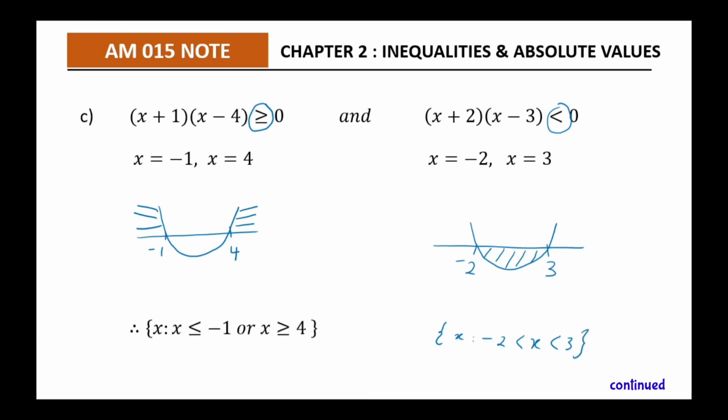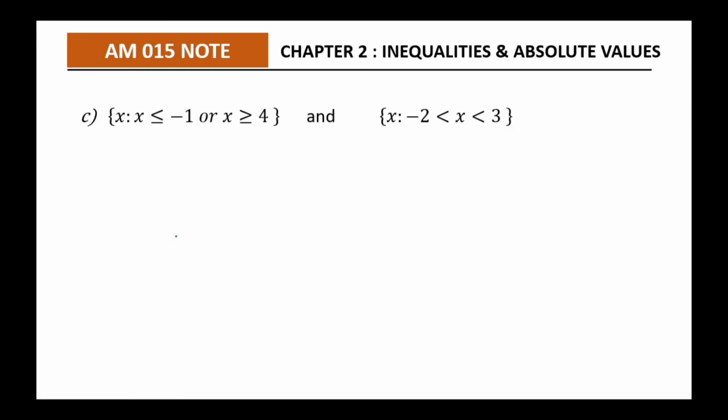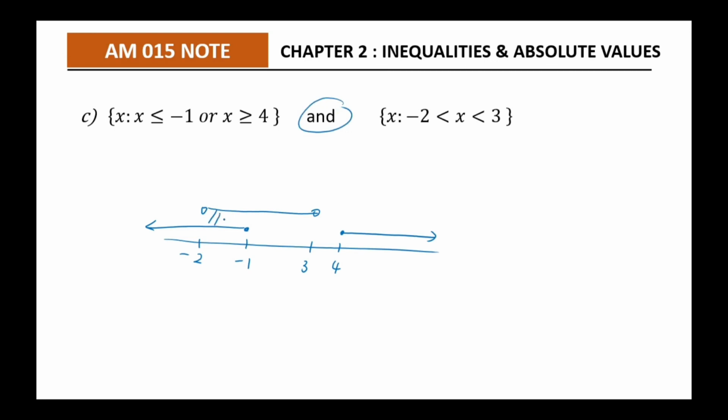Okay, then we have two answers, so combine the answers. x ≤ -1 or x ≥ 4, and x is between -2 and 3. Then ∩ means intersection. The intersection of the two is here, between -2 and -1. Therefore, the final answer is -2 < x ≤ -1.